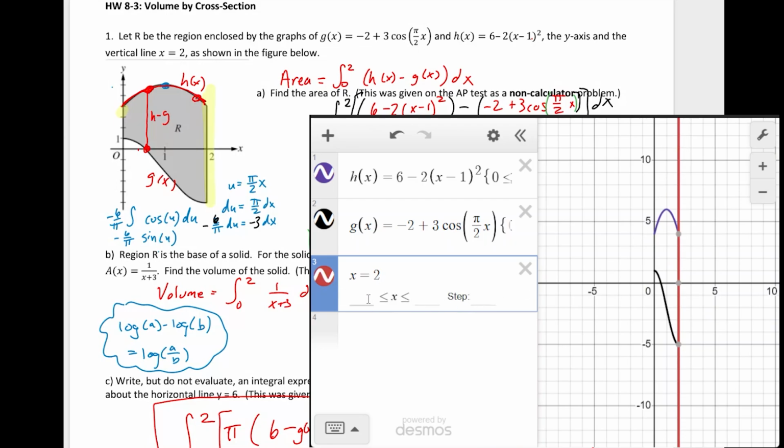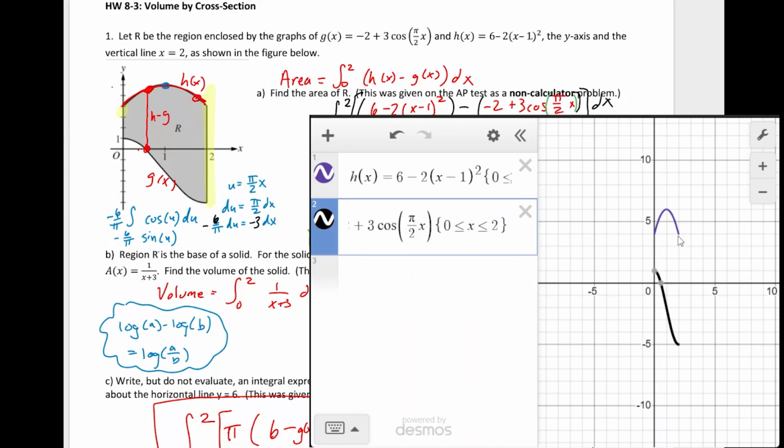Can we restrict the y values? I don't know if we can. You know what? I'm just going to delete that. We're not going to need that. So basically, we're looking for the area that's bounded by this x equals 2 as well. Okay, so now we got both those in.